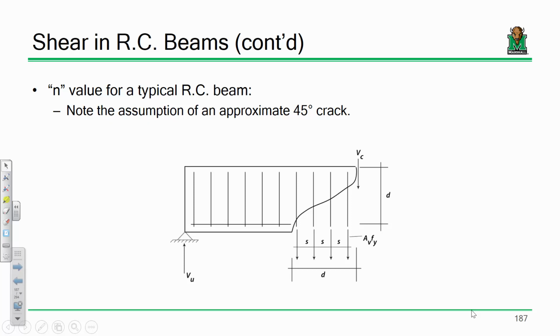But once you pass BC, what's preventing this beam from falling in the river? It's these stirrups holding everything together, right? Does that make sense? Okay. So why do we use d over s? It's that. Now, the only other thing that's complicated is the Av term.